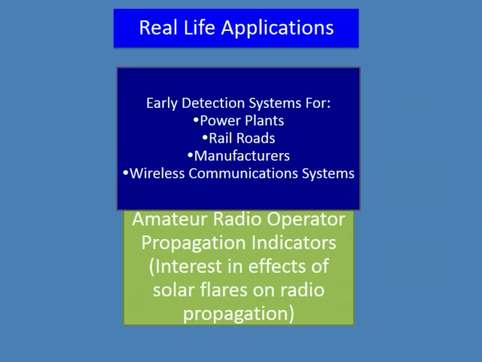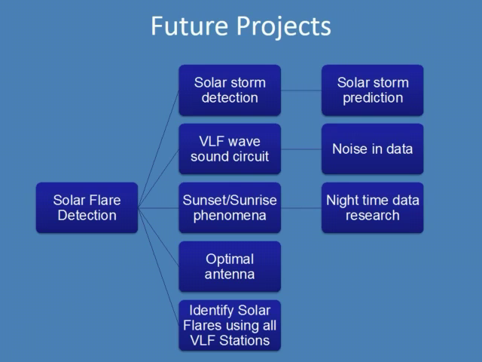Some real-life applications of this are early detection systems for power plants, railroads, and wireless communication systems. In addition, amateur radio operators are interested in this for the propagation effects on radio waves. Some future projects I'm looking into are optimizing the antenna, possibly using 2 or 3 antennas to beam steer and null out different signals in different directions to get better signal strength.